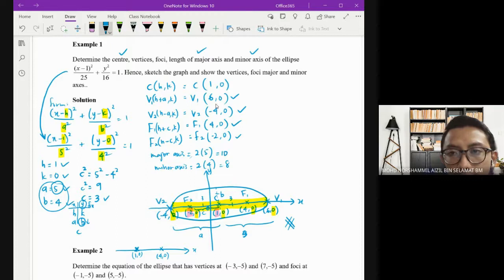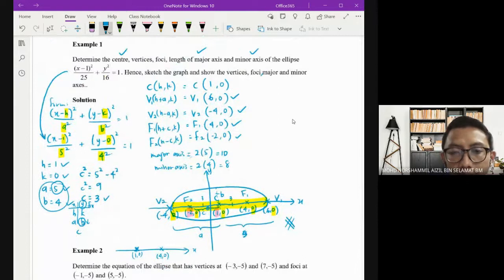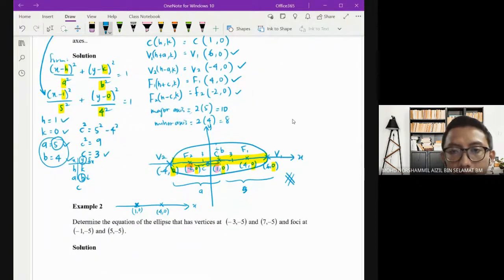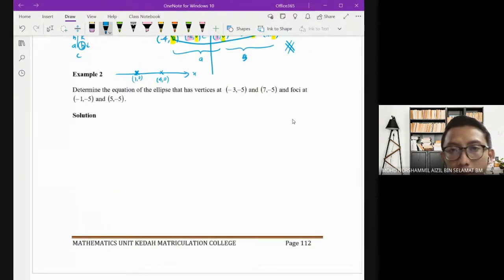Is that okay? Show the vertices, foci, major and minor axis. Okay, we have labeled everything. Any question you want to ask? 1, 2, 3. None? No. So let's proceed with example number 2. Okay, let's look at example number 2.